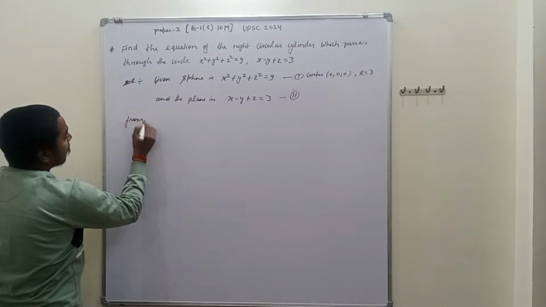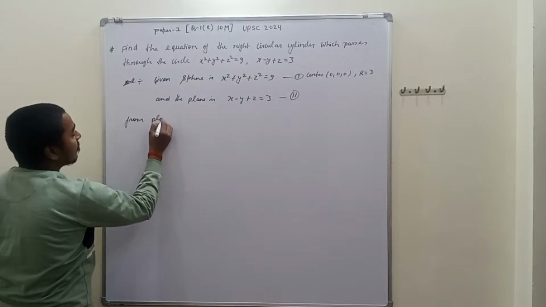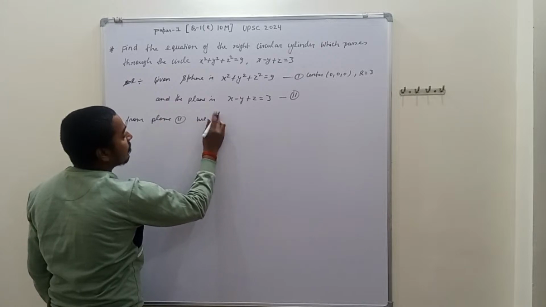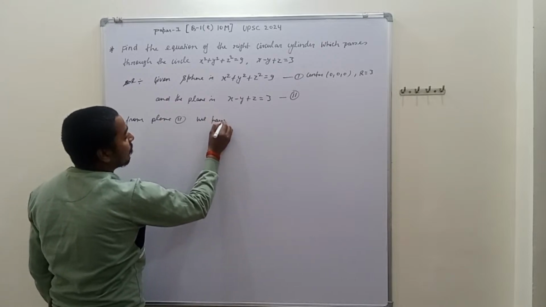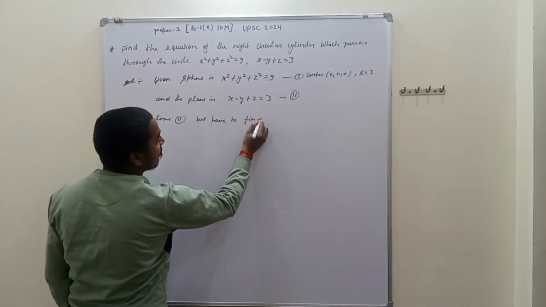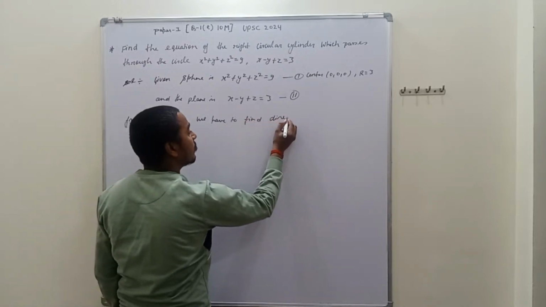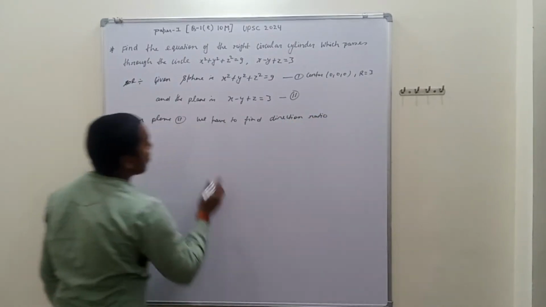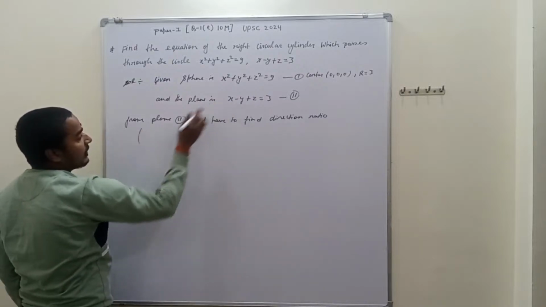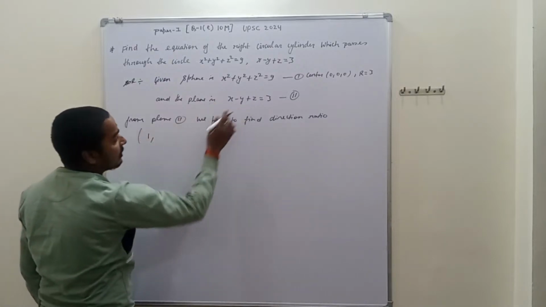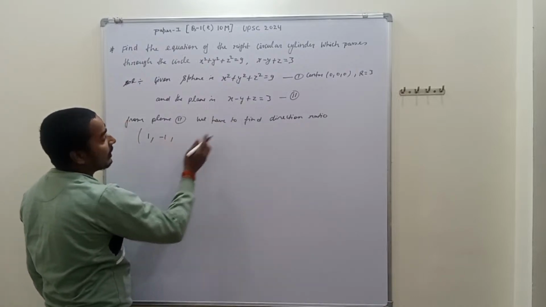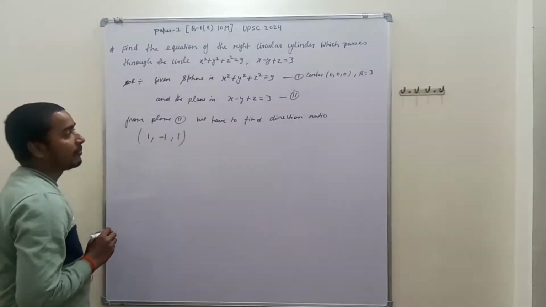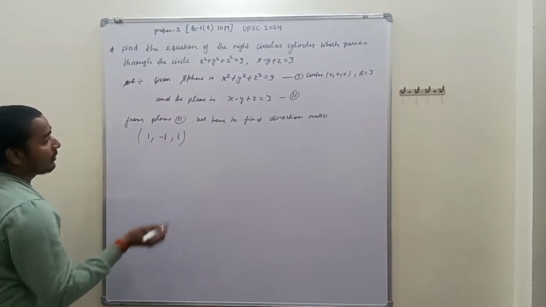From the plane 2 we have to find the direction ratio. The coefficient of x is 1, the coefficient of y is minus 1, and the coefficient of z is 1. This is the direction ratio of the given plane. Further we have to solve.